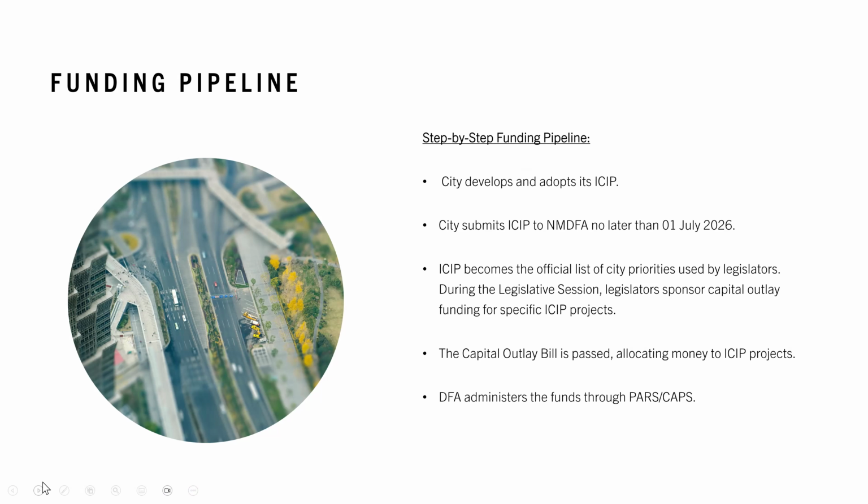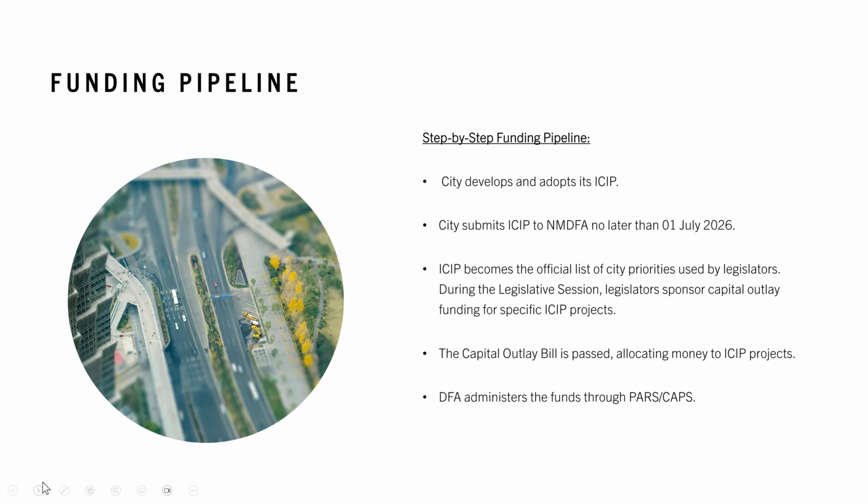The funding pipeline. This is not funding a pipeline. This is the steps to get funding done. The city develops and adopts its own ICIP. It updates it annually. The city submits ICIP to DFA no later than 1 July 2026. That's the first deadline window. Joe will talk later about a correction window and things like that.